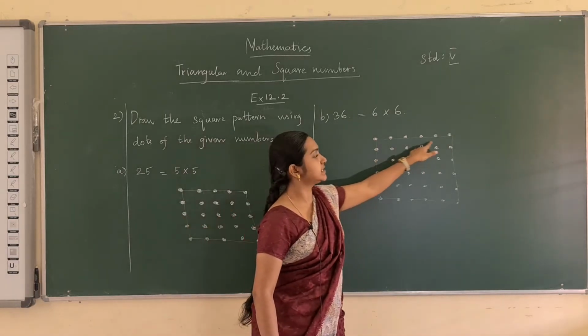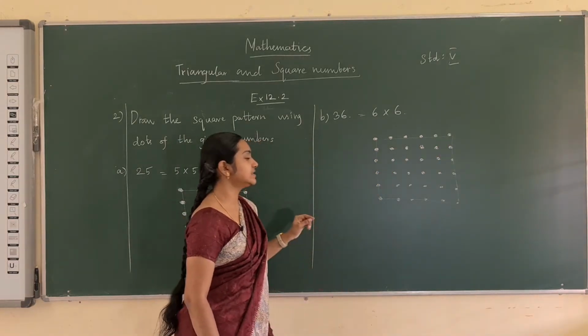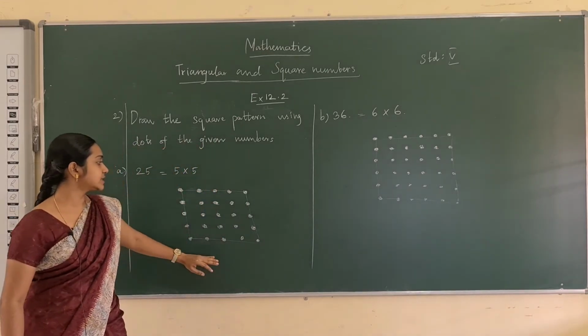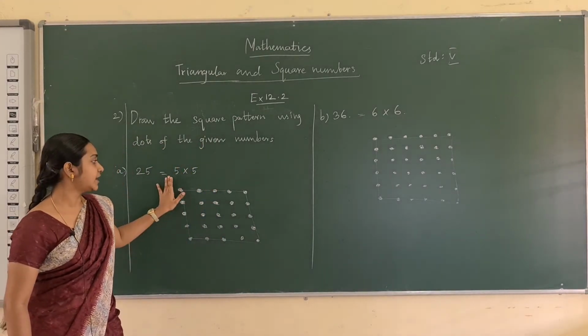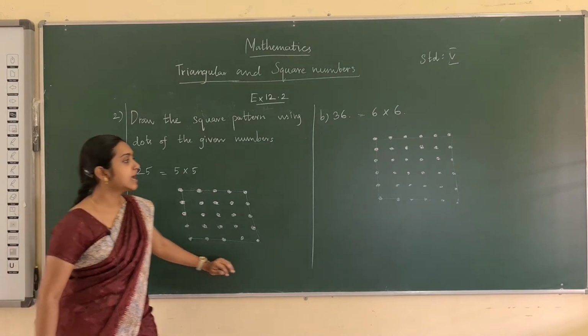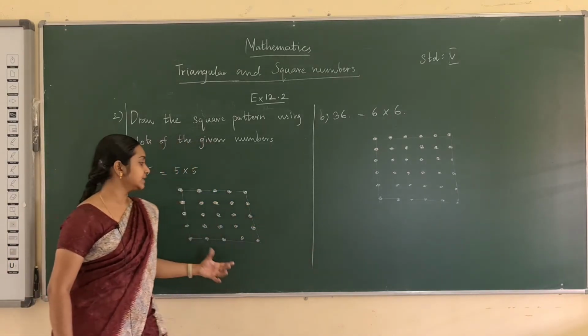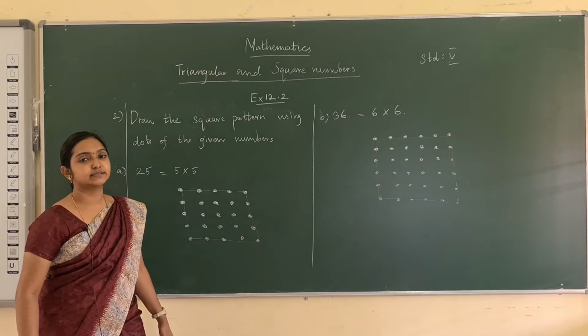In rows we are having 6 dots. In columns also we are having 6 dots. Here also in rows and columns we are having 5 dots. So it will be 25 dots and here it will be 36 dots, and they are forming a square pattern.